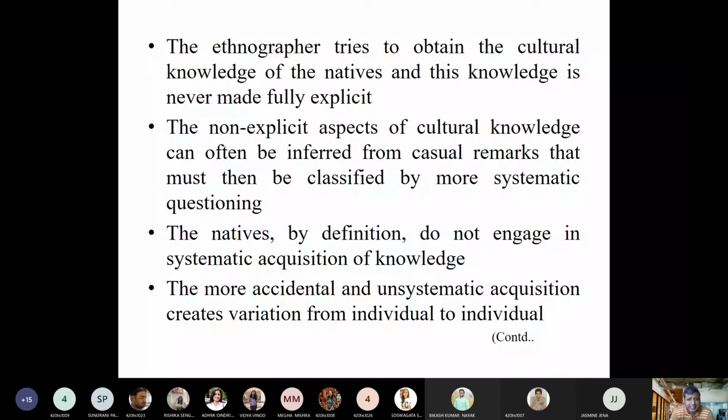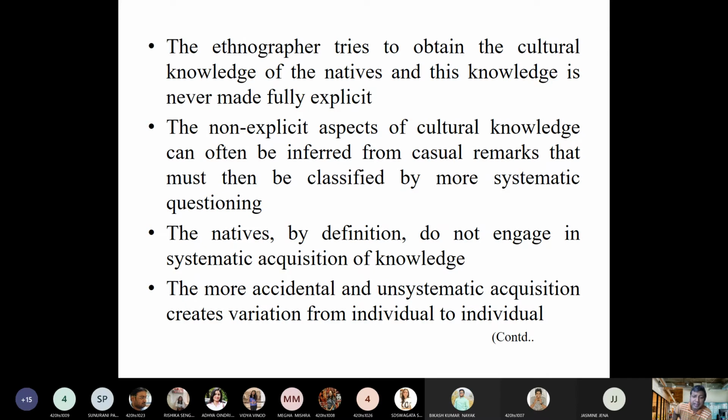The non-explicit aspect of cultural knowledge can often be inferred from casual remarks that must then be clarified by more systematic questioning. You see what we are doing here. We are collecting casual remarks from the people, and in a very explicit way we are trying to collect the cultural knowledge of the people. The natives, by definition, do not engage in systematic questioning of knowledge. Even though we are asking questions in a systematic way, we are trying to collect the information in a very qualitative and descriptive manner.